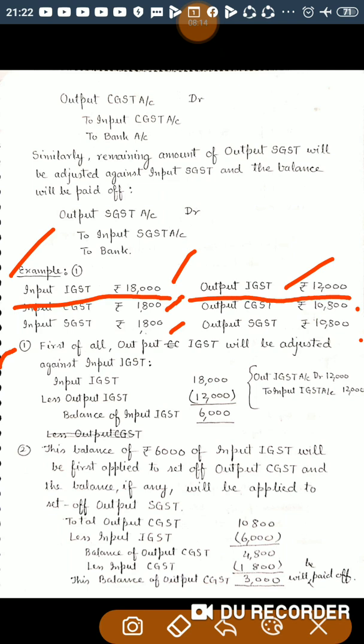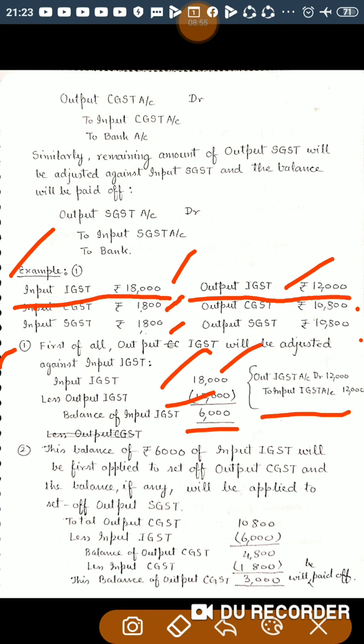So this is case one, when input IGST is exceeding output IGST. First of all, we will set off input IGST against output IGST. We have a balance of only 12,000 in output IGST, and I have shown input IGST is 18,000. We deduct the output IGST 12,000, and there is still a 6,000 balance left in input IGST.